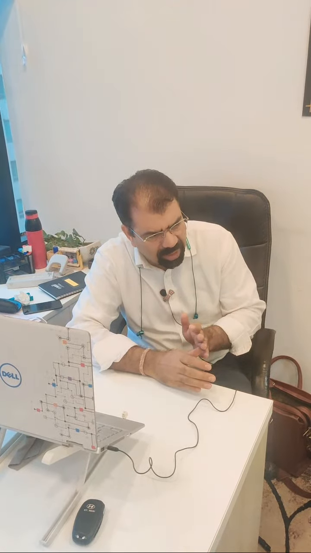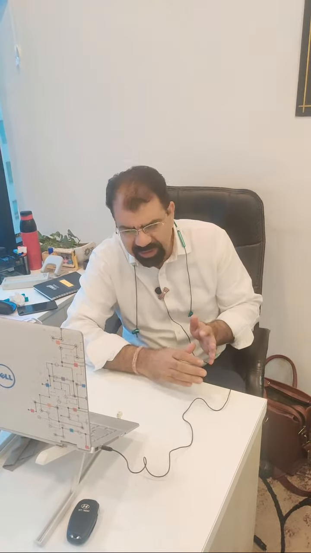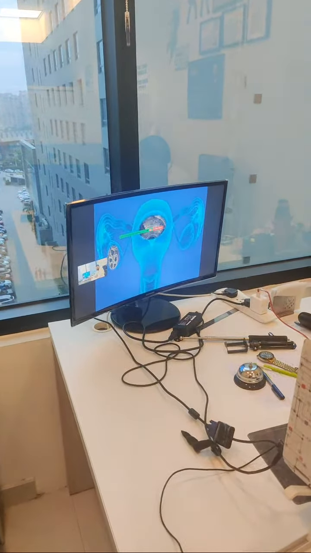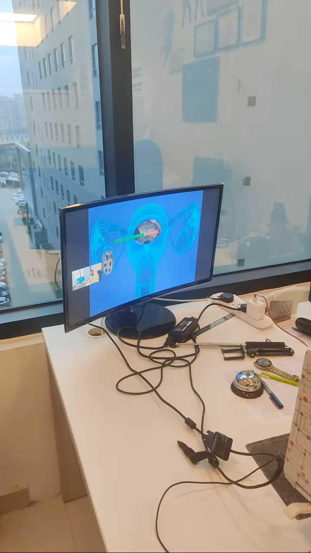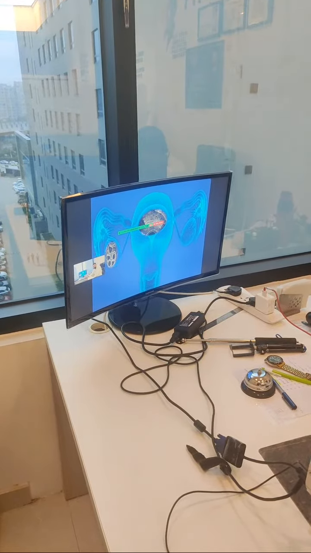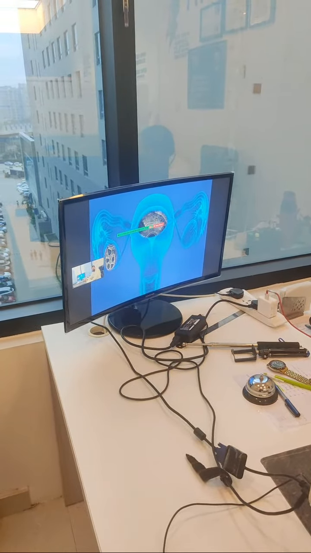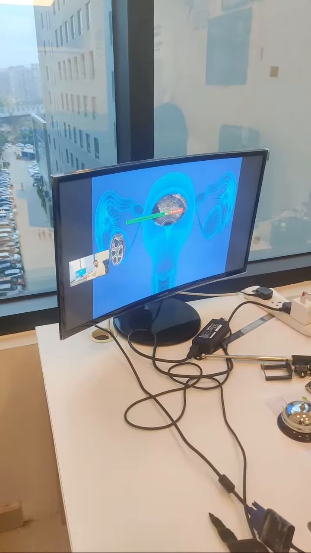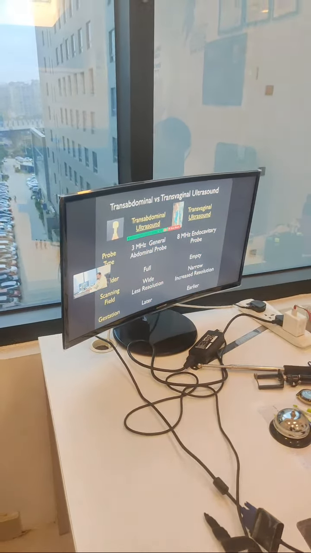So point number one is that we should not always be confined to the ovaries and the follicle only when we are taking these infertility scans. Have a look at the endometrium also, because this is equally important. As the follicle is important, so is the endometrium.